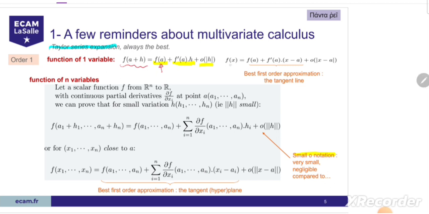And if you remember, we can write this for x close to a. Instead of writing a plus h, we can write it as x, and this is what the expansion becomes. And you know that this part, if you write y equal to f of a plus f prime of a times x minus a, this is the best first order approximation, which is actually the tangent line to your function.